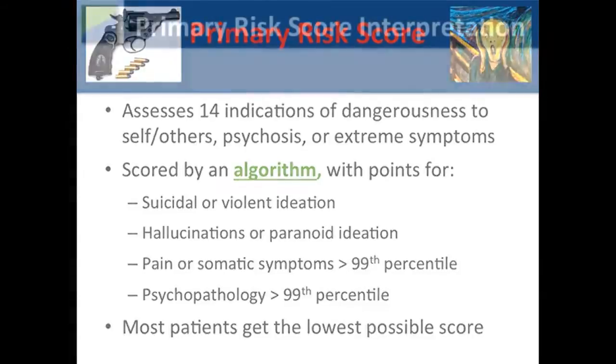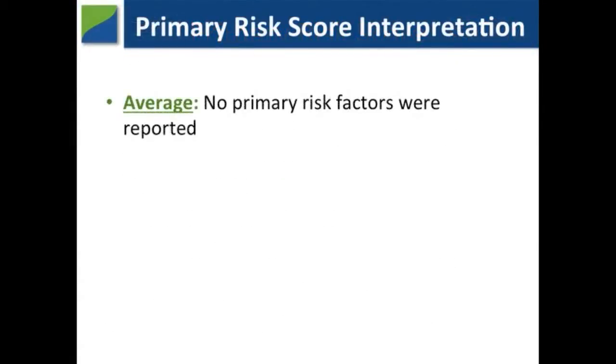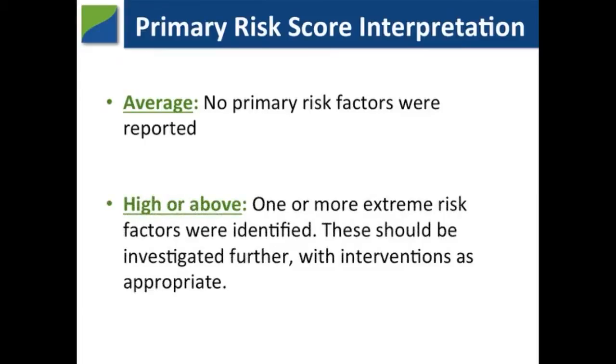So when interpreting the primary risk score, an average score means no primary risk factors were reported, which is a good thing. That's what most patients report. A score of high or above means that one or more extreme risk factors were identified, and these should be investigated further with interventions taken as appropriate.